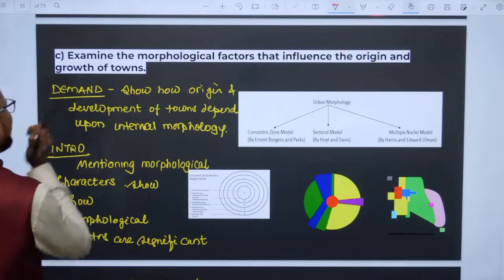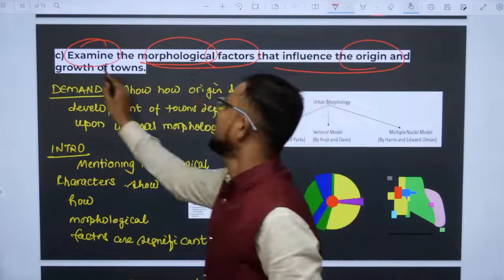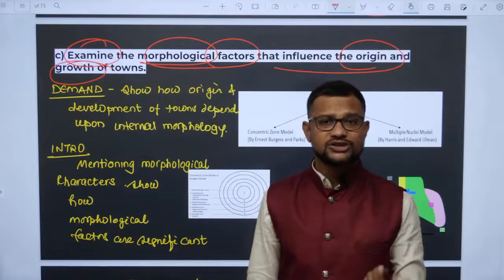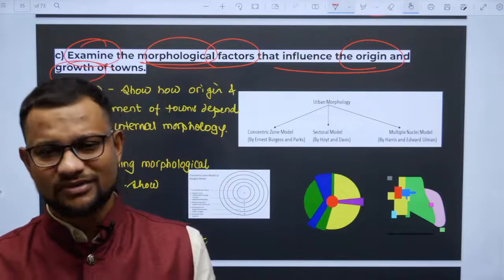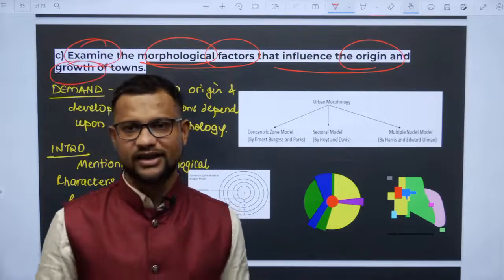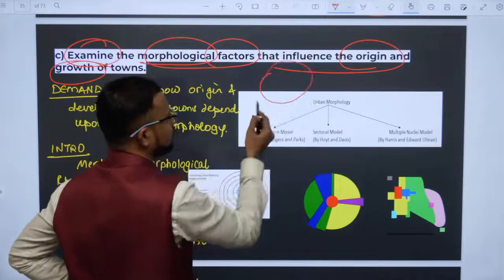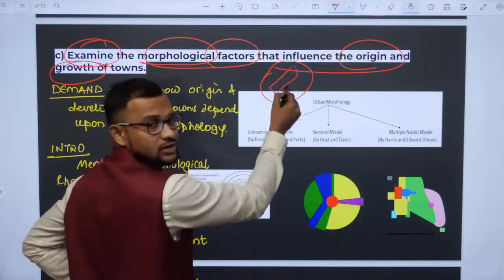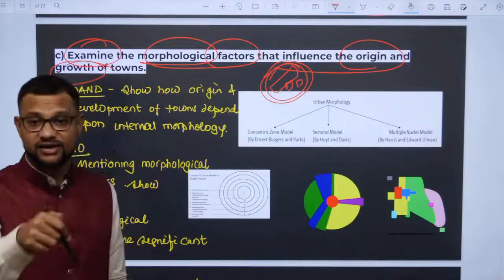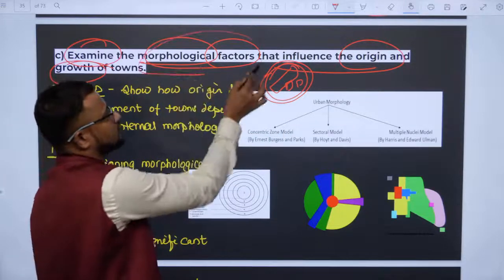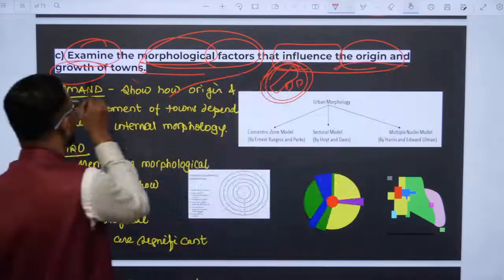Next: examine how the morphological factors influence the origin and growth of towns. Now, morphological means what? देखो, जो medicals अगर किसी का background है, so he is quite aware about morphological. It means external features and internal features. So morphology, for example, in a city, is the kind of road patterns, the housing patterns, the development and habitation zones. These are morphological factors, and how they influence the origin and growth of towns.